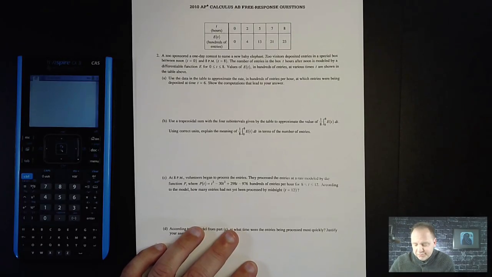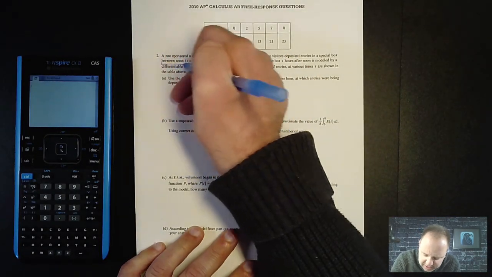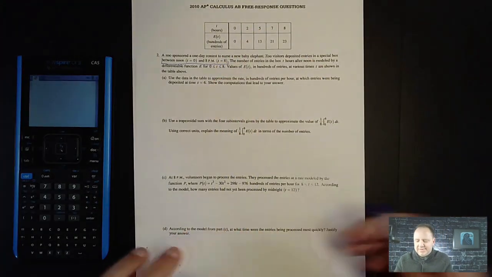2010, number 2, we can use the calculator. They had a zoo sponsoring a one-day contest to name a baby. So they had a special box that zoo visitors could deposit their name in for the baby elephant. And they're telling you that it was between noon and 8 p.m., so 0 to 8.